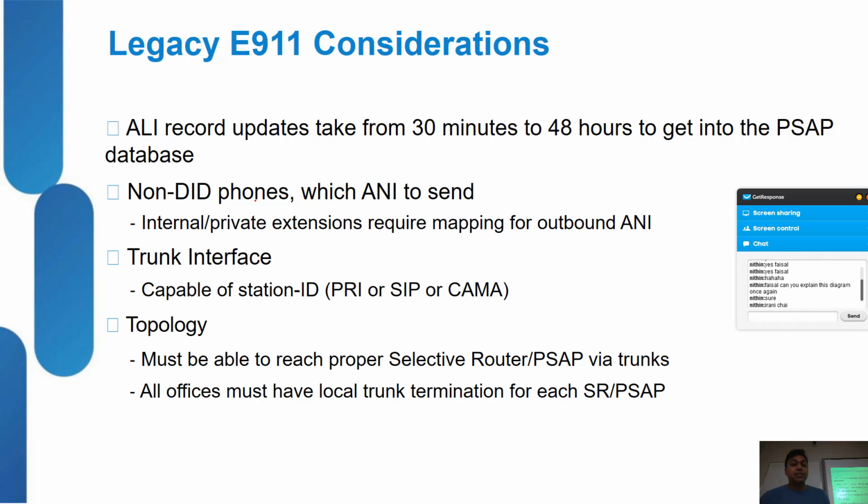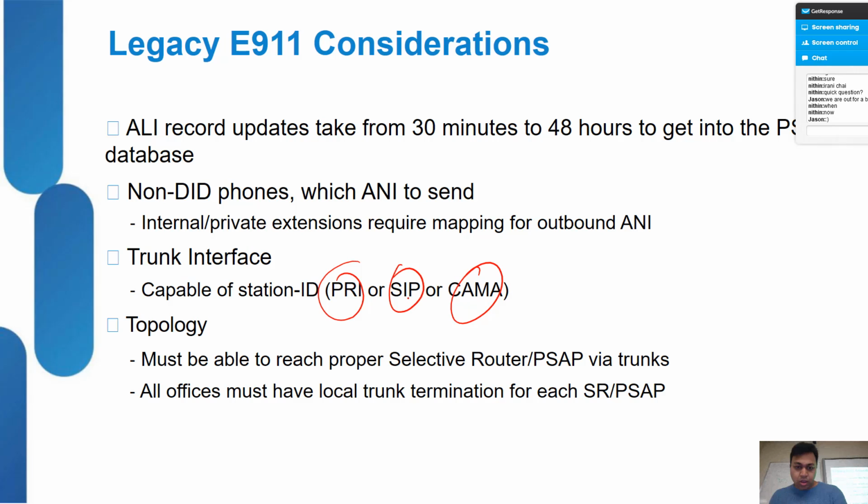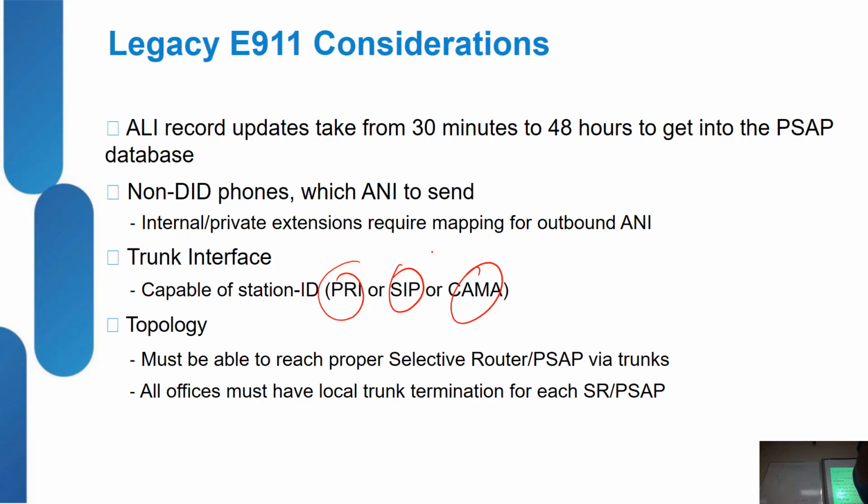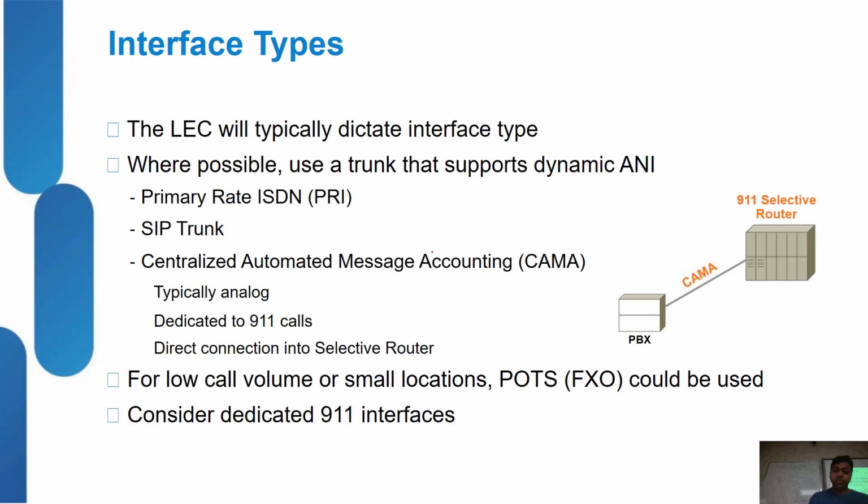Now, the trunk interface: you must get the appropriate type of trunk, such as PRI, SIP, or CAMA. All right, so as I was saying, you need to have the right type of interface and also topology. They must be able to reach the proper selective routers. So if your company is big enough, you want to make sure that instead of relying on your PRI service provider for 911 service, you may want to get a direct connection from your office to the selective routers. And of course, with the money and everything, they will be willing to do that.